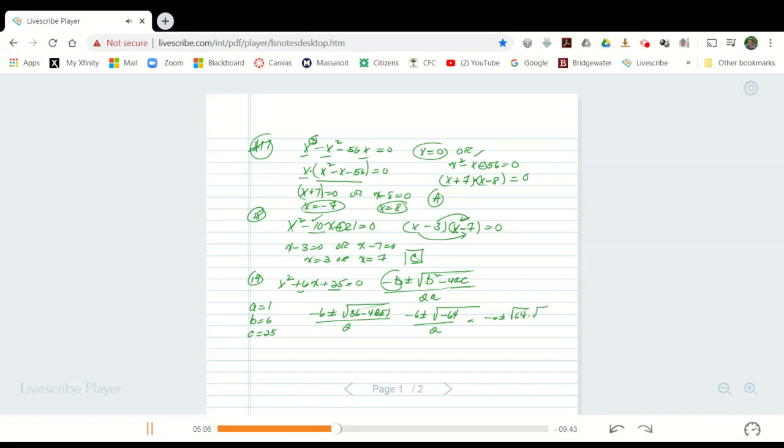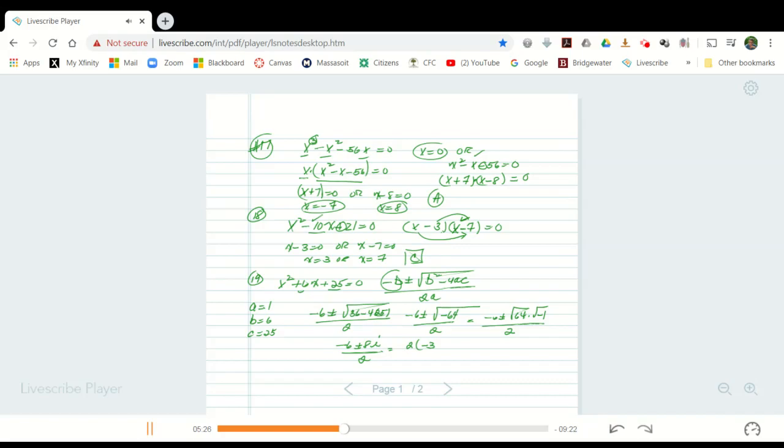Negative 6 plus or minus 8. The square root of negative 1, by definition, is the letter i. This is divided by 2. Now, in the numerator, I can see that 2 is a factor of both these terms. I'm going to factor out a 2, leaving me minus 3 plus or minus 4i, all this divided by 2.